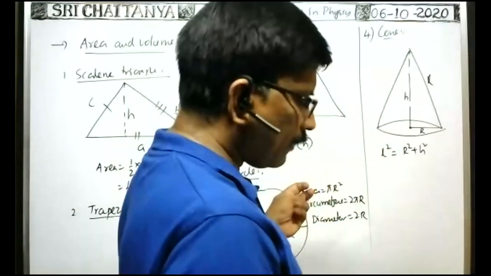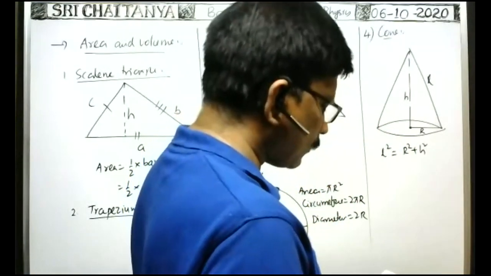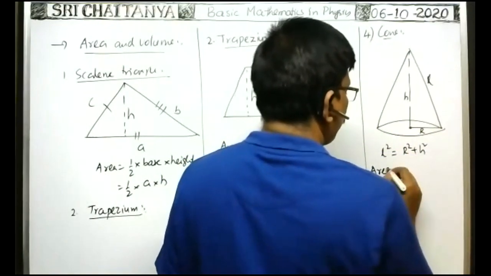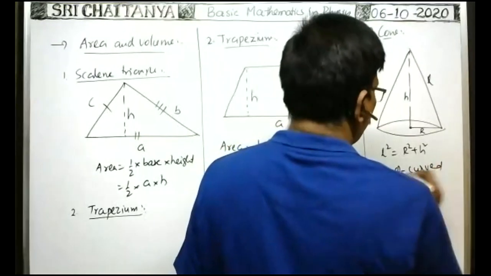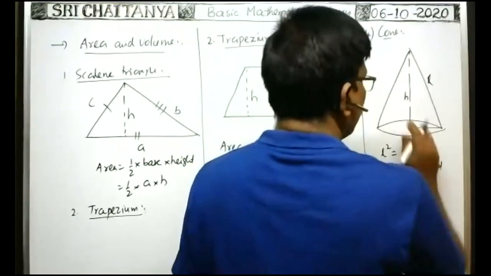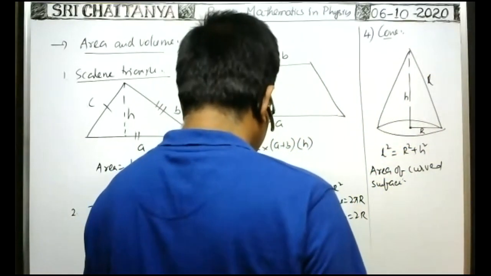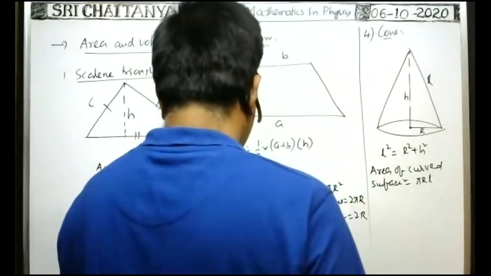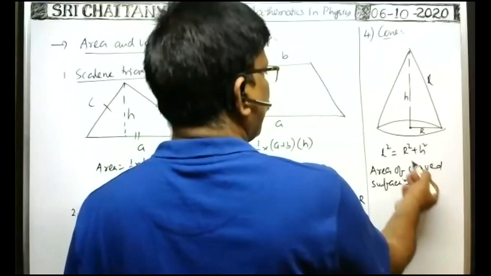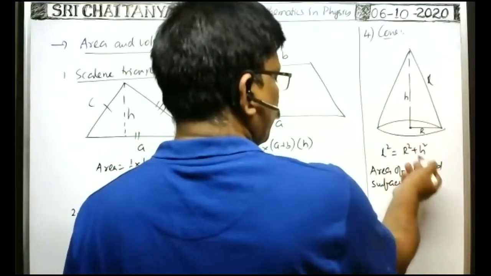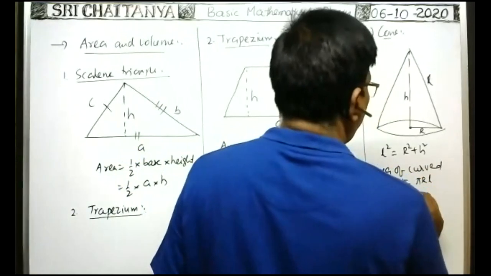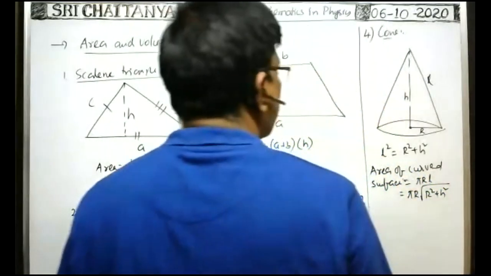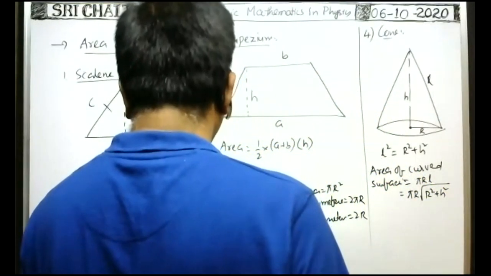So what is the volume of the cone? What is the area of the curved surface? Here only the area of the curved surface. Area of the curved surface is equal to pi r into L. L is equal to square root of r square plus h square. So this is equal to pi r into square root of r square plus h square. That is the area of the curved surface.